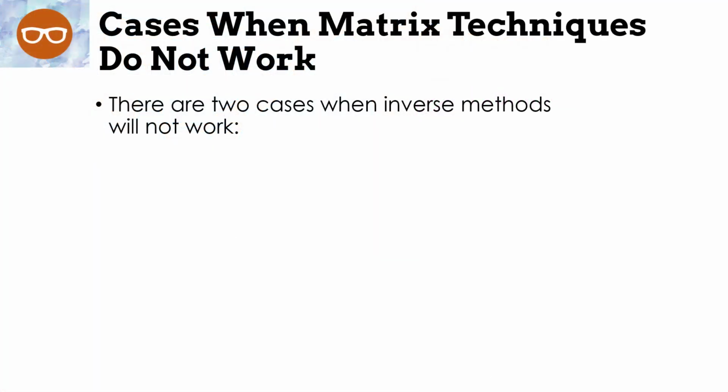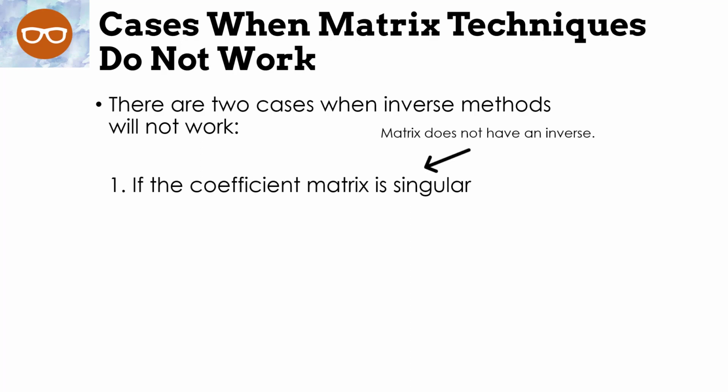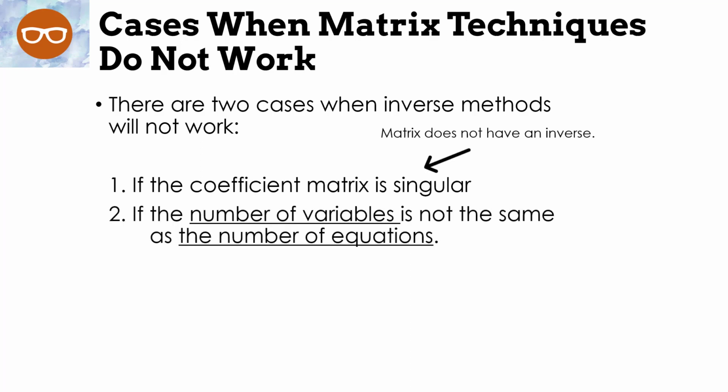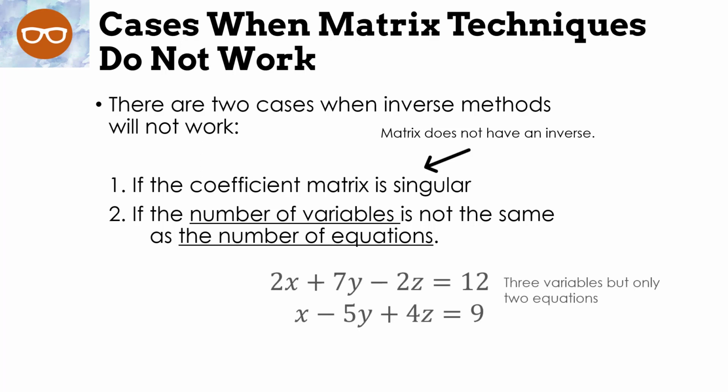Cases when matrix techniques do not work. There are two cases when inverse methods will not work. The first case is if the coefficient matrix is singular. That means it does not have an inverse. It won't work. The second is if the number of variables is not the same as the number of equations. Let me give you an example. I have two equations here, but three variables. My variables are x, y, and z. This will not work.